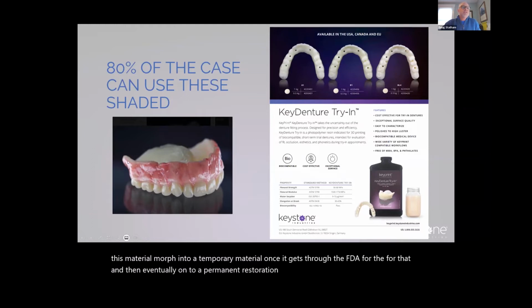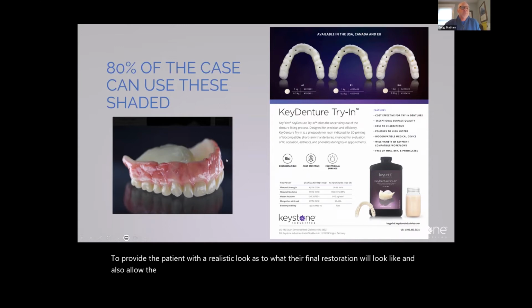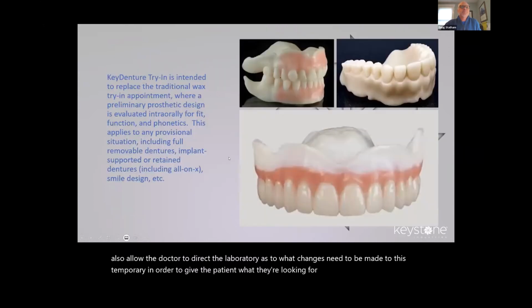In the illustration to the left, you can see the soft tissue area has been painted with a cosmetic kit. This is something that we will be offering after the first of the year, and this will really give you an opportunity to provide the patient with a realistic look at what their final restoration will look like, and also allow the doctor to direct the laboratory as to what changes need to be made to this temporary in order to give the patient what they're looking for in the final restoration.